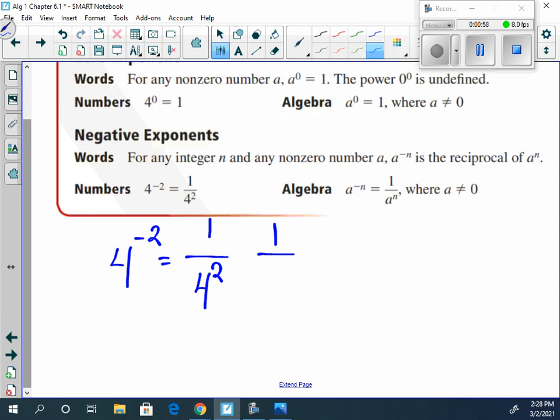Now, if we had 1 over 4 to the negative 2, since it was a numerator, we moved it to the denominator to make it positive. We can also move it from the denominator to the numerator. Anytime we have a negative exponent, we move it either from the top to the bottom or the bottom to the top. We're going to move it in one direction or the other.